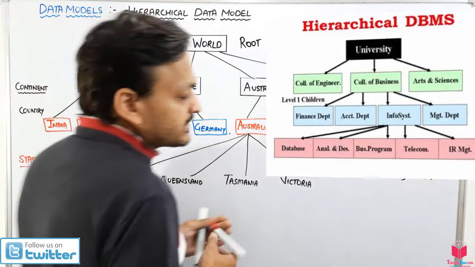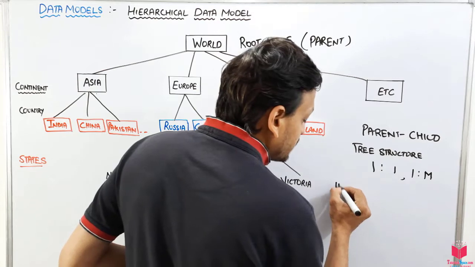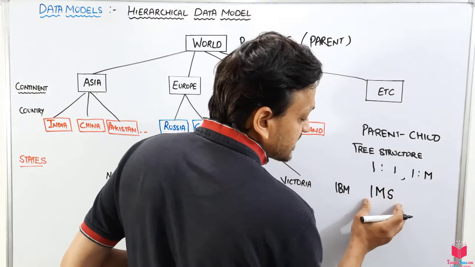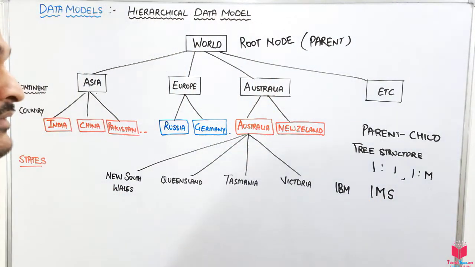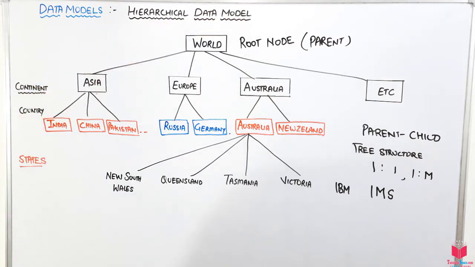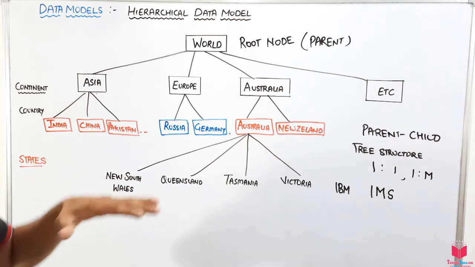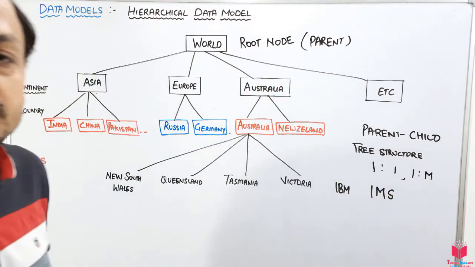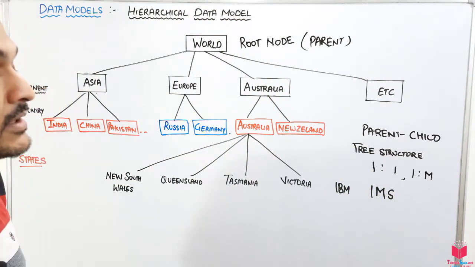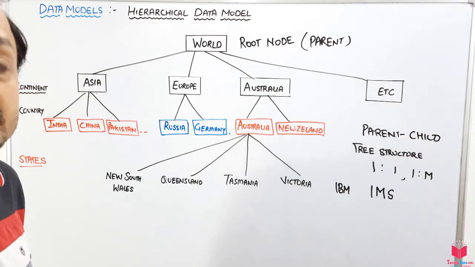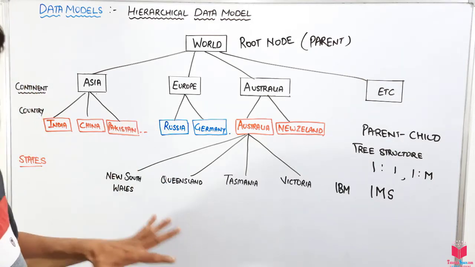Basically, in I think 1968 or 69, IBM launched the Information Management System. This was the software launched by IBM, which uses the concept of the hierarchical data model. At that time it was quite popular, but when the relational data model came, it declined because of this limitation: it cannot represent many-to-many and many-to-one relationships. When the entity relationship and relational data models came, this model went down.